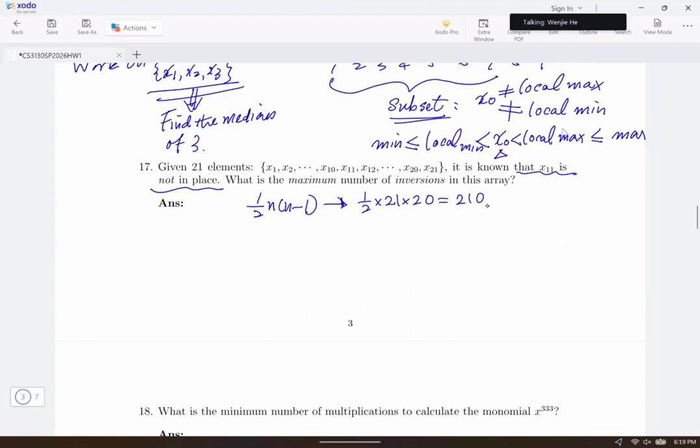Several students just give this number as the final answer. You need one more step. Why? When you get this one, you need to know what kind of input corresponds to this answer. What kind of input results in the maximum number of inversions? You need to know this information. So the input that results in the maximum number of inversions is this array in descending order.